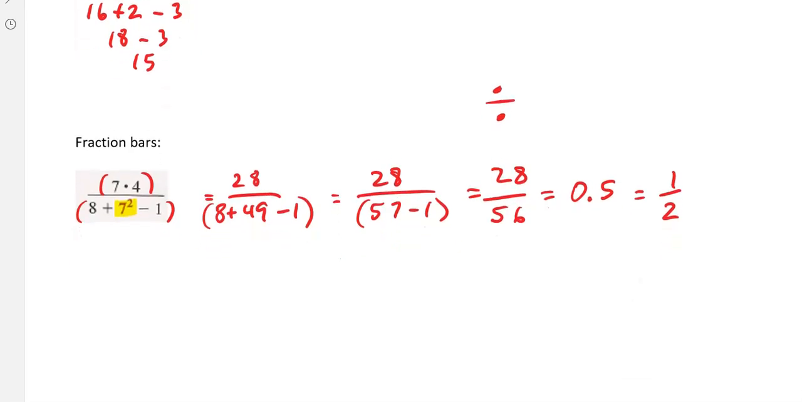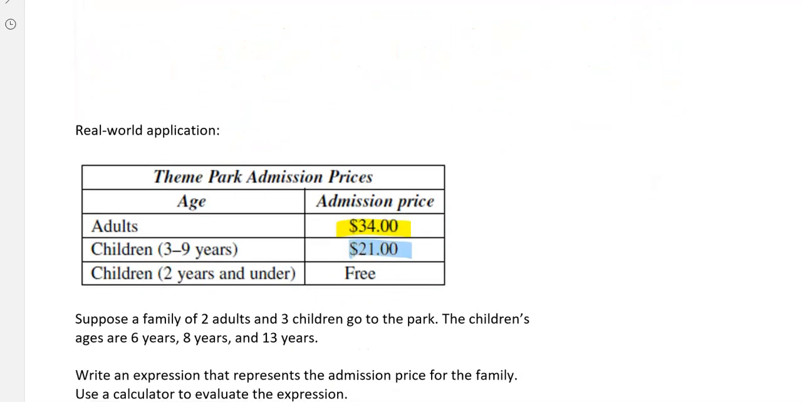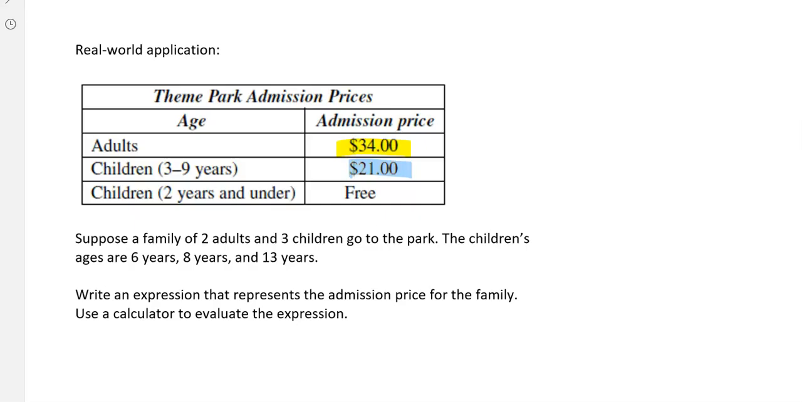Beautiful. So everything you ever wanted to know about fraction bars and how they become grouping symbols. Now let's use this in a real-world application. Going to the theme park, and the admission prices are different for different ages of people. Adults are $34, children 3 to 9 are $21, and children 2 and under are free. So suppose a family of 2 adults and 3 children go to the park.